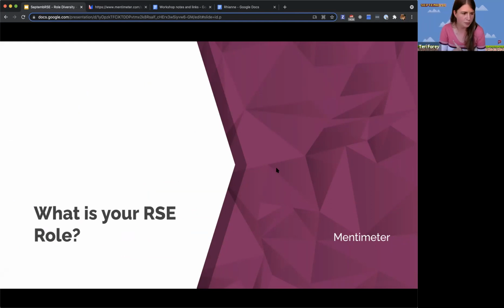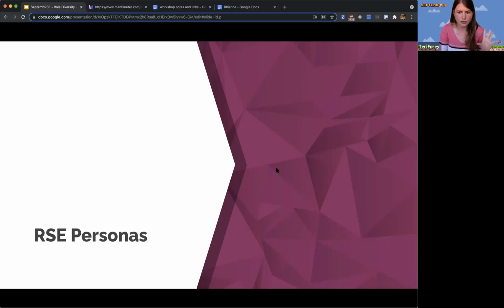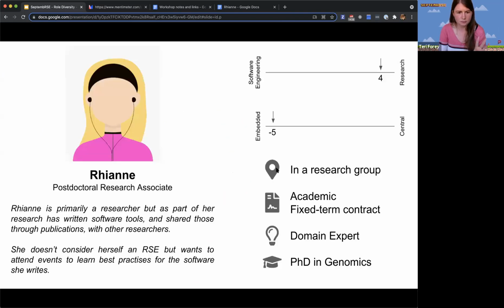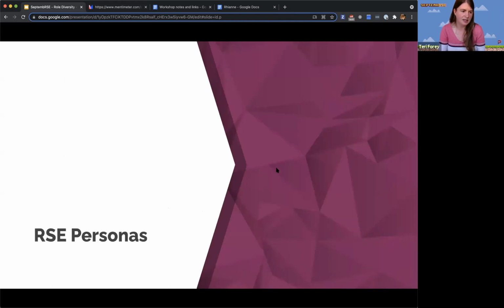But before everybody runs away, I will say that what we're going to do in the next hour is we're going to start having a look through some different RSC personas. So I'll introduce you to a whole bunch of different personas, such as this one. We've come across with some sort of imaginary people in different roles, and we'll go into breakout rooms and discuss what this person might want and who they are and are they an RSE. But we'll do that when we come back.